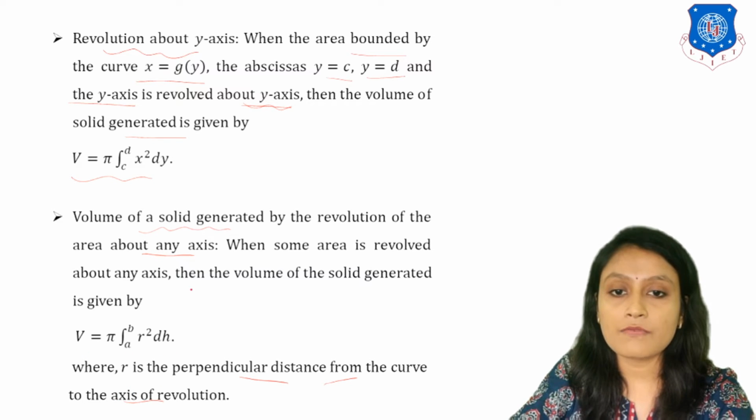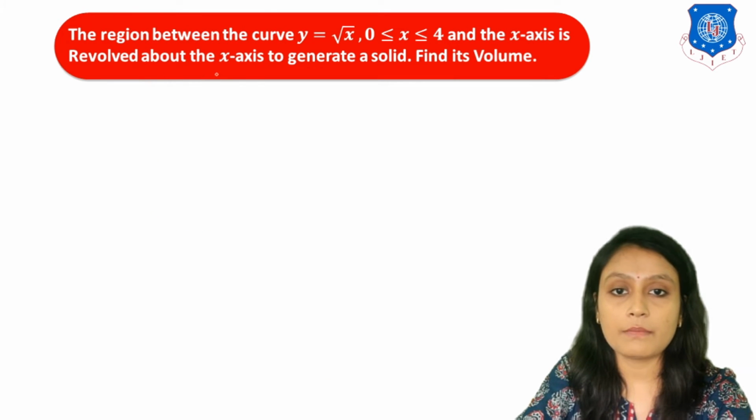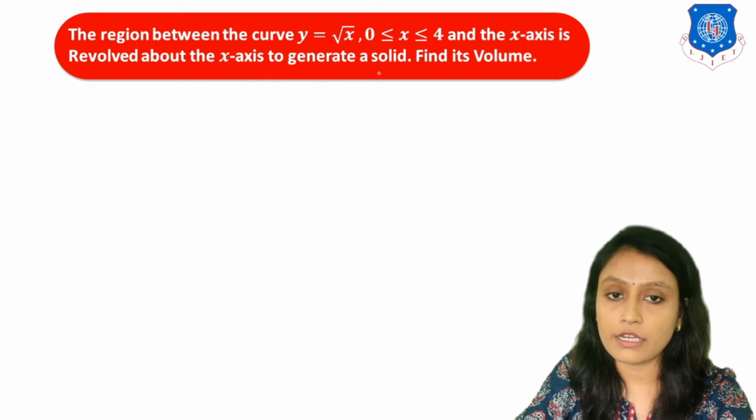So we will use this formula to find the volume of a solid generated by revolution around any axis. Now let's begin with the example. The region between the curve y equals under root x, with x between 0 to 4, and the x-axis is revolved about the x-axis to generate a solid. We have to find its volume.